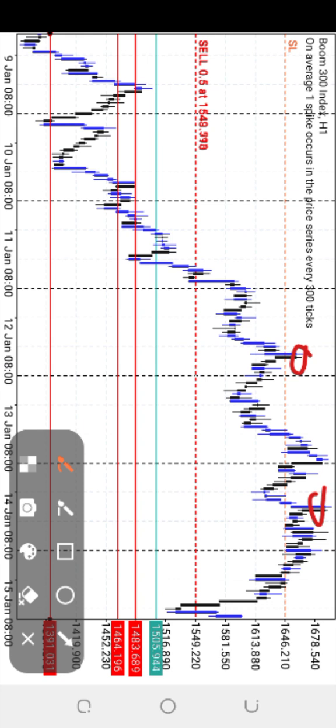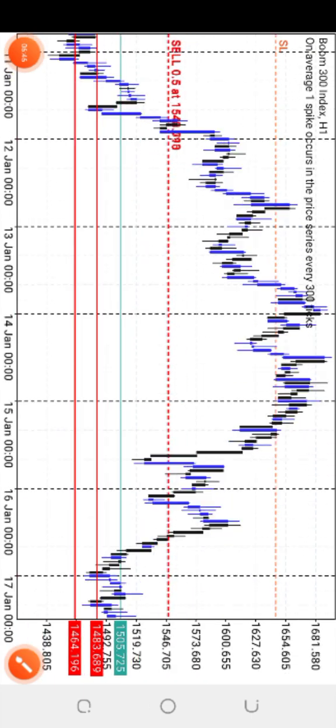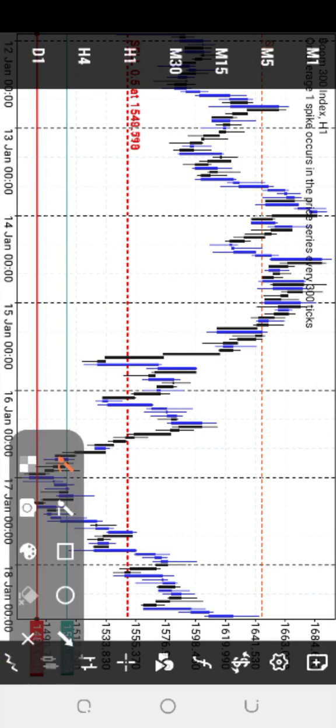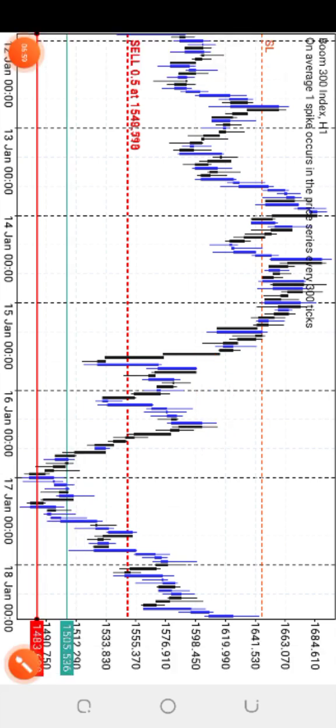I can also see an order block resting here, and I can get another order block here. I have order blocks resting here, and this one is crystal clear. I can see this order block here. You see how price came to mitigate that area and gave us a sell.